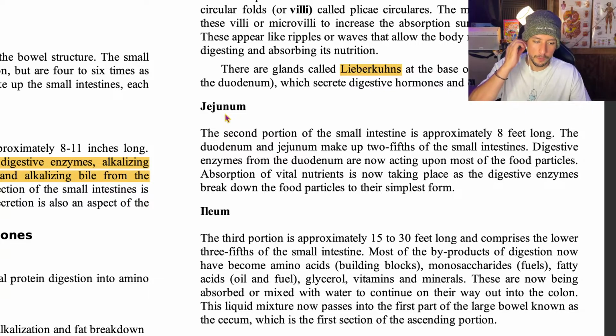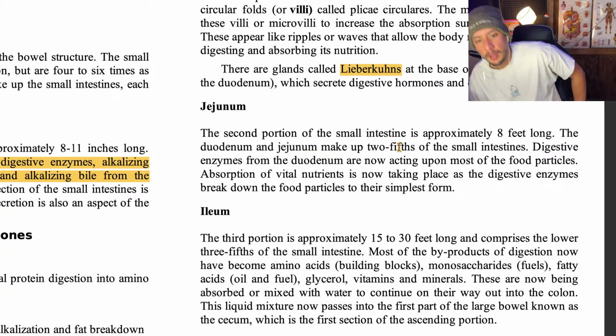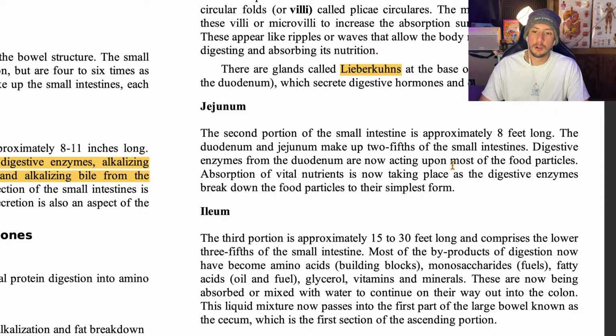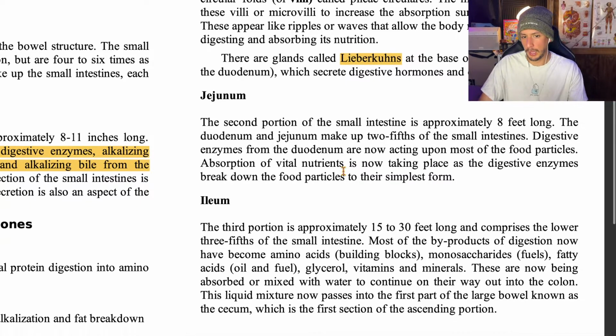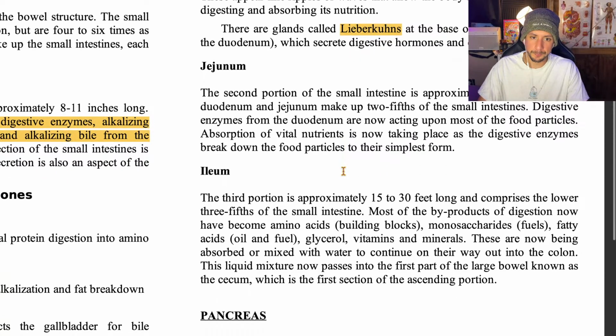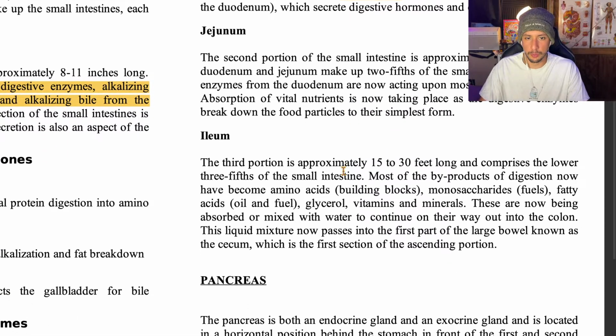All right, next part of the small intestine is the jejunum. The second portion of the small intestine is approximately 8 feet long. The duodenum and the jejunum make up 2/5 of the small intestine. Digestive enzymes from the duodenum are now acting upon most of the food particles. Absorption of vital nutrients is now taking place as the digestive enzymes break down the food particles to their simplest form. So it's just keep the shit moving. Shout out to the jejunum.